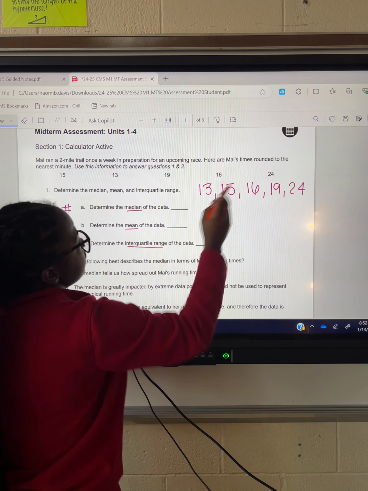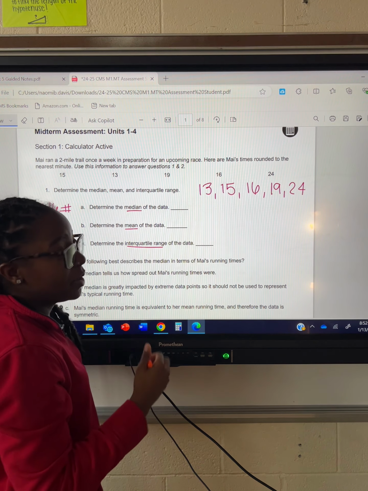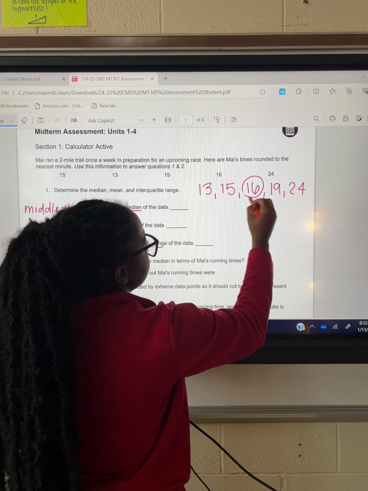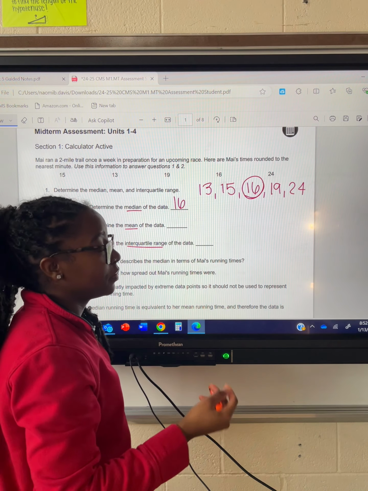If you were doing it like this and you did not do what you were supposed to do and put them in order, your answer would have been 19. But the correct answer is 16. Okay, 16 because that's the number in the middle.